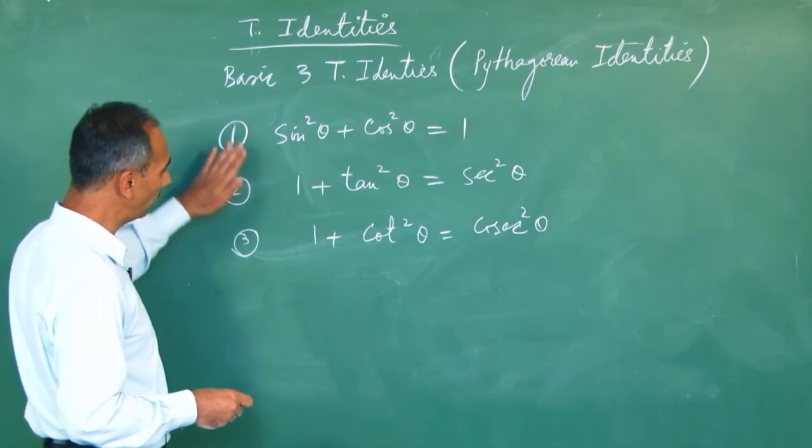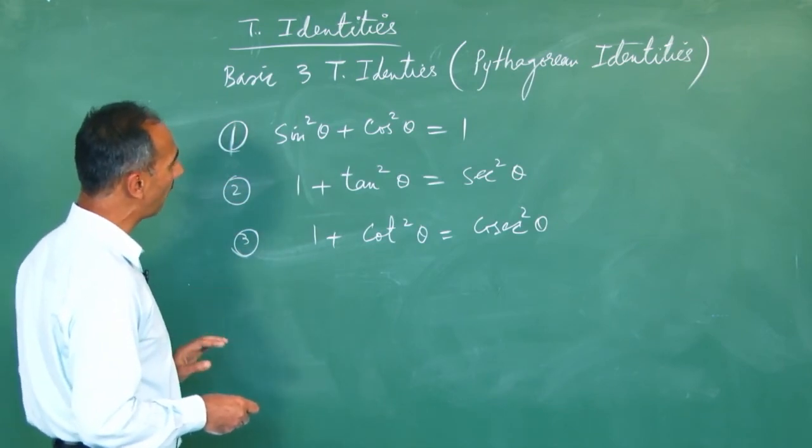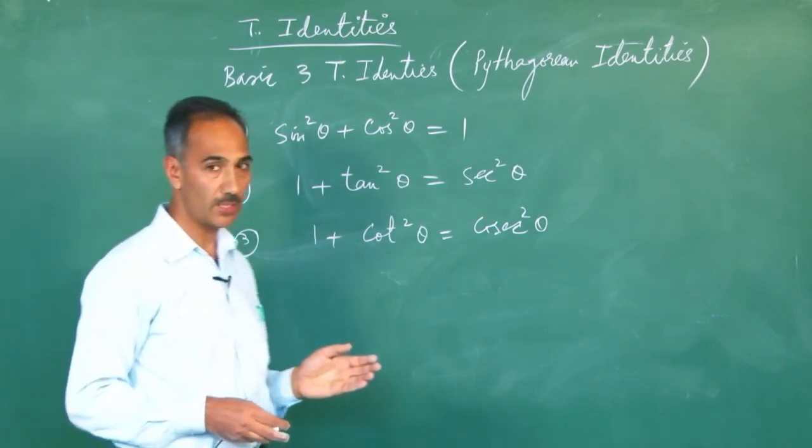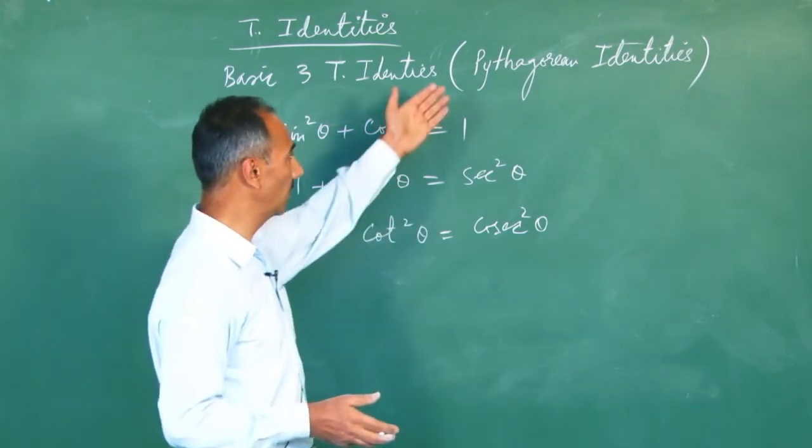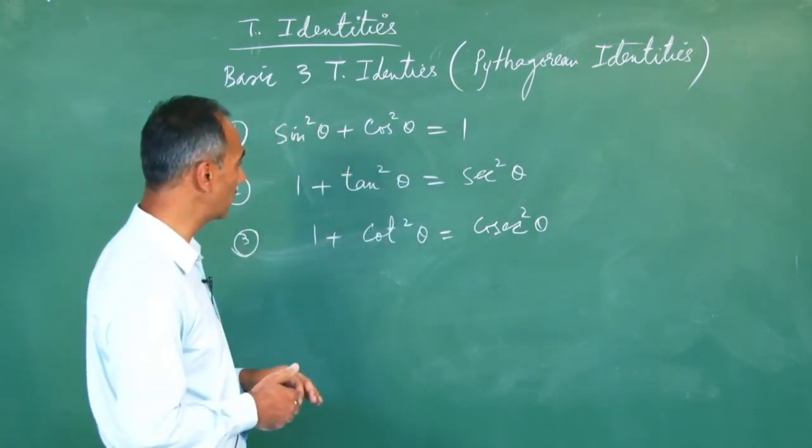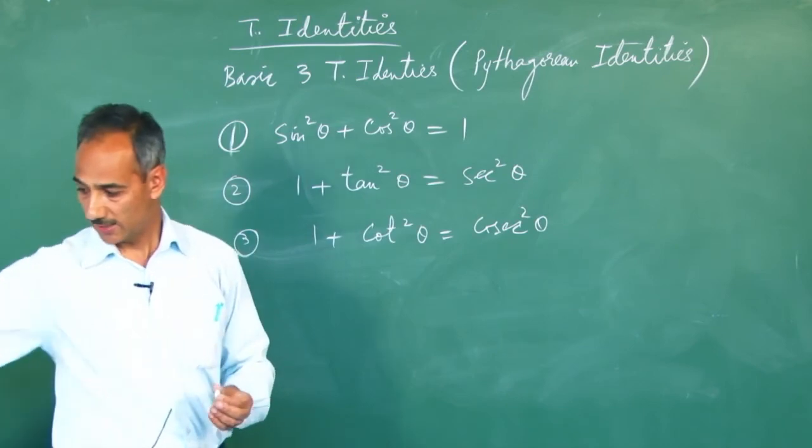So we'll be proving these three results. It's very easy. You are simply making use of the Pythagorean theorem. They're also known as Pythagorean identities. Let me prove the first result.